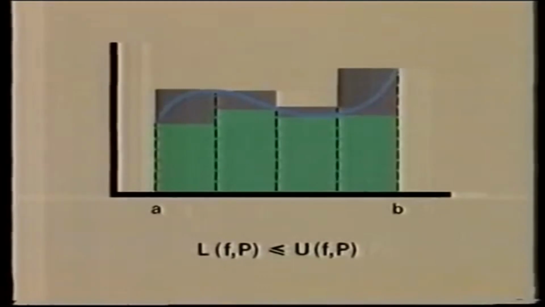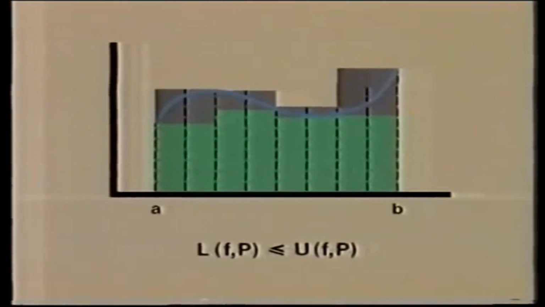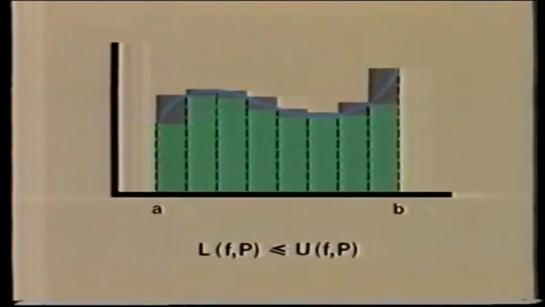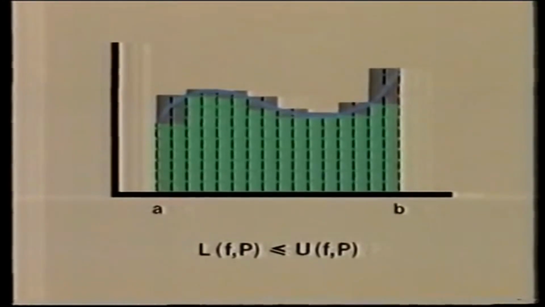We can make the mesh smaller by choosing more points in the partition. The upper sum decreases and the lower sum increases. For this curve, it looks as if we could get upper and lower sums closer and closer to a common value by choosing smaller and smaller mesh sizes. That's what we mean by integrable.